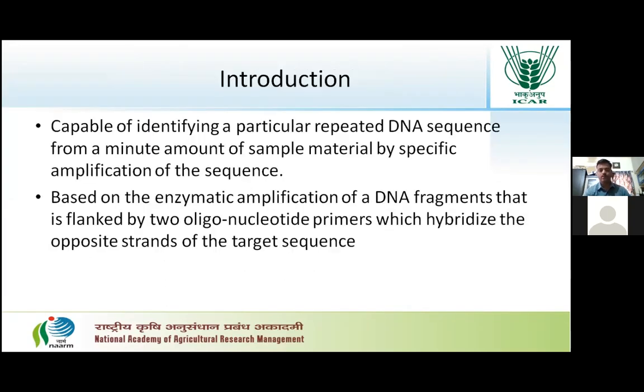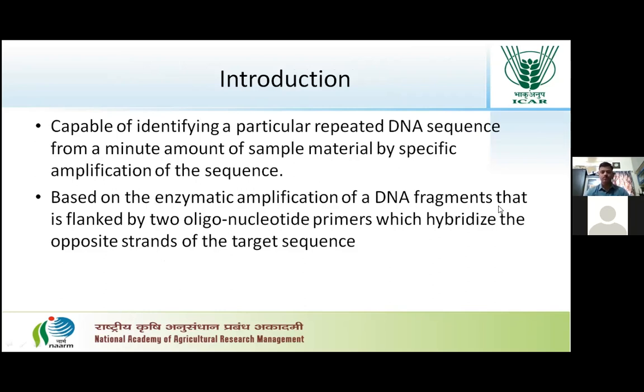So, friends, as you are well aware about the COVID crisis which just happened, in that situation we heard a lot about the RT-PCR, PCR technique. So what exactly is this PCR? I'm going to give a brief idea about this PCR.